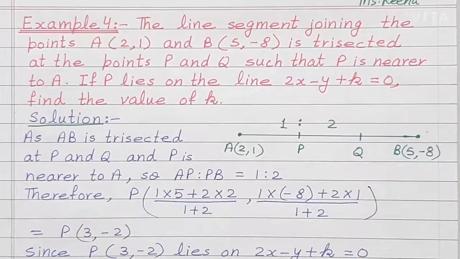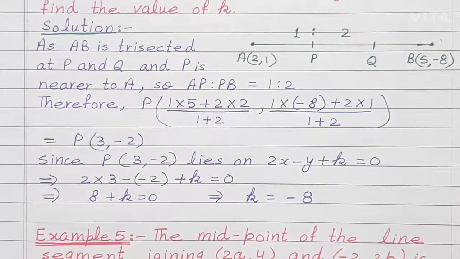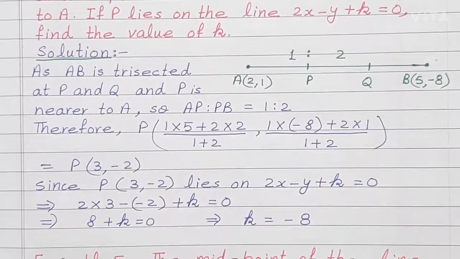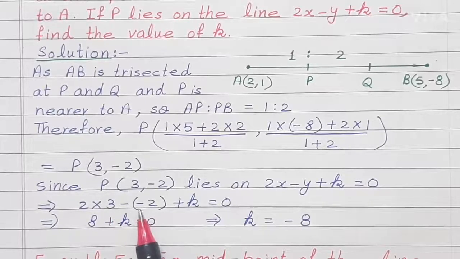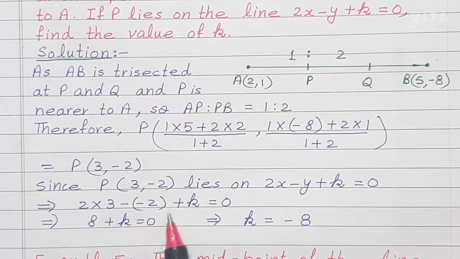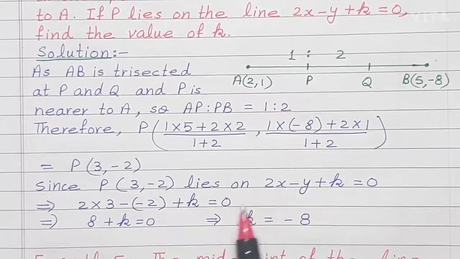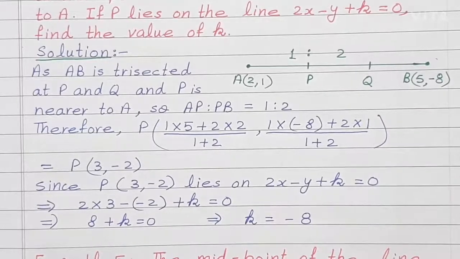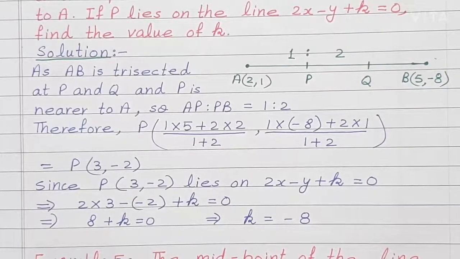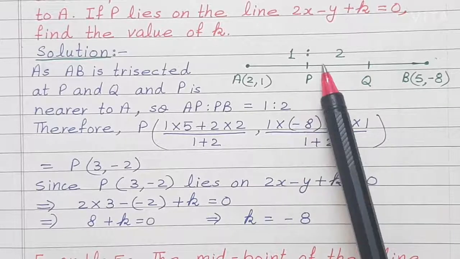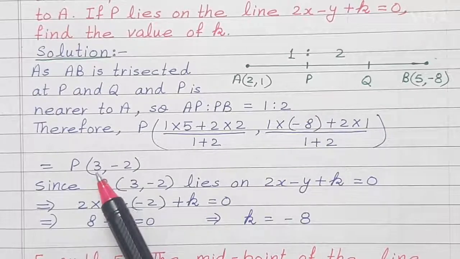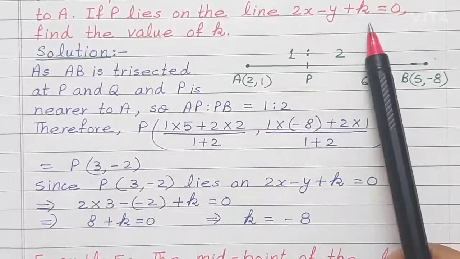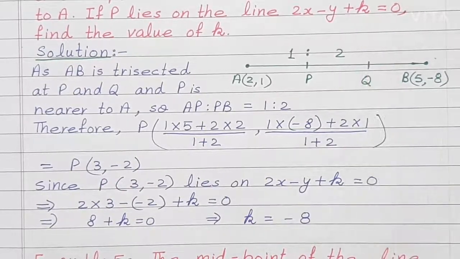Now this coordinate (3, -2) is lying on the equation 2x - y + k. So let us substitute the values here. What we get is 2 into 3 minus (-2), minus minus will become plus, plus k equal to 0. So the value of k is minus 8. I hope it is clear to you. I repeat what we have done. We have just calculated the value of P. After that, we put the value of P, that is x and y, in the given equation. And the value of k is minus 8.